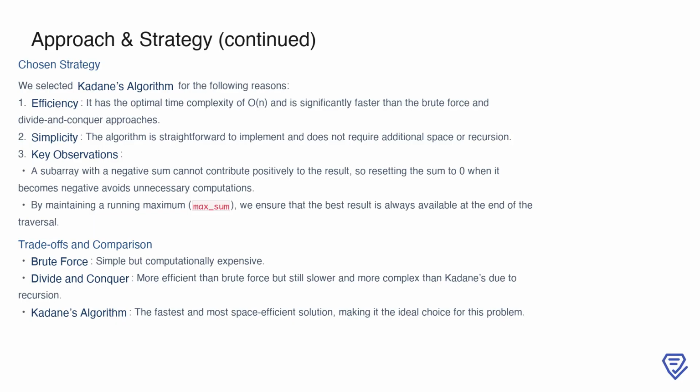A subarray with a negative sum is reset to 0, as it cannot contribute positively to the result, and by maintaining the running maximum, we ensure the best result is always readily available by the end of the traversal. While the brute force method is too slow and divide and conquer adds unnecessary complexity, Kadane's algorithm strikes the perfect balance between performance and simplicity, making it the ideal choice.